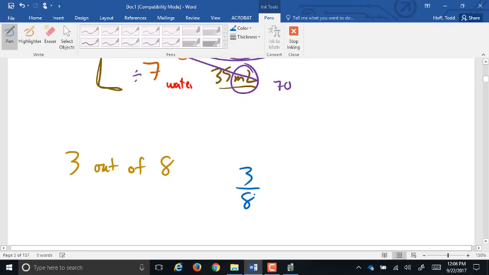Let's say that 3 out of 8 students will get an A in this class. Usually it's a little bit higher than that, by the way. So nobody panics. So in this case, we are comparing the A students to total.